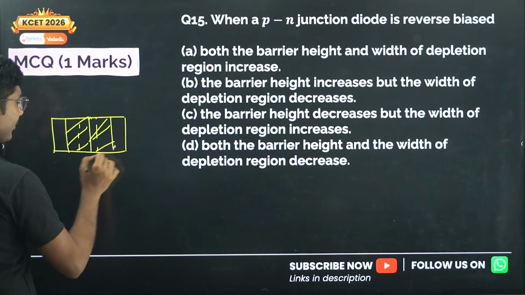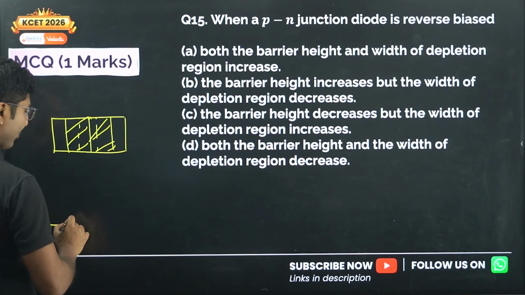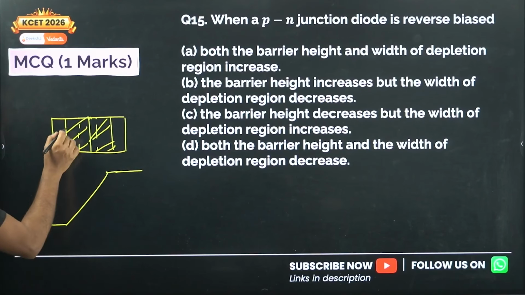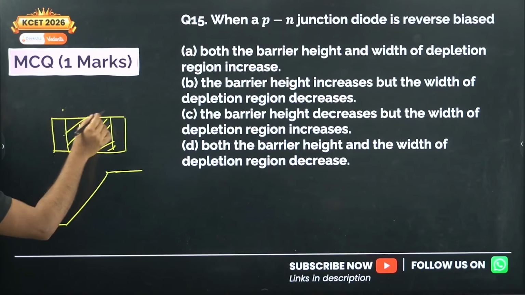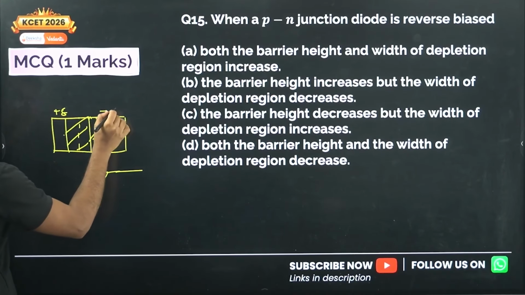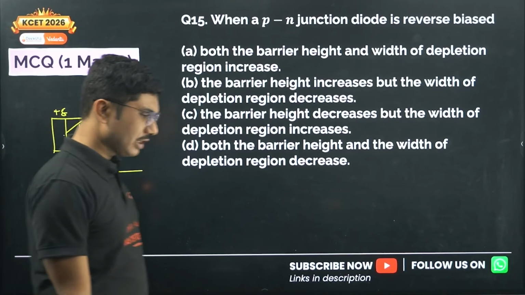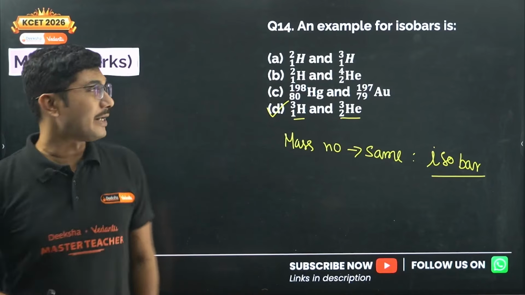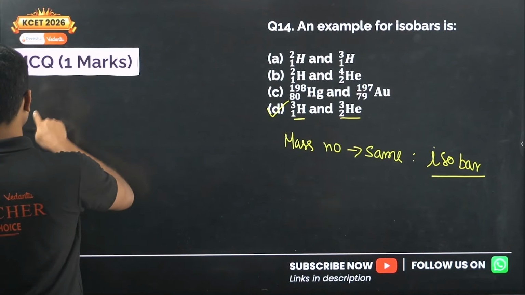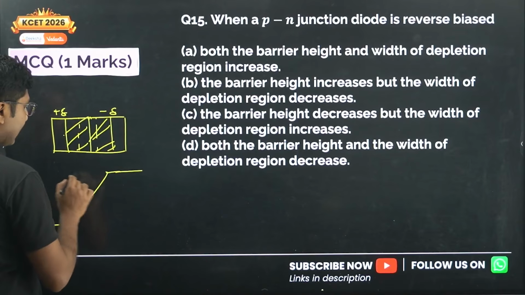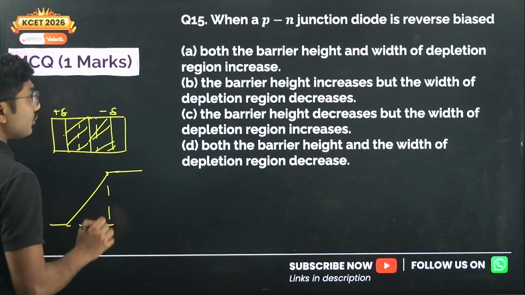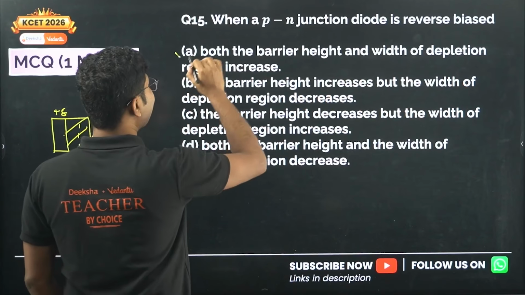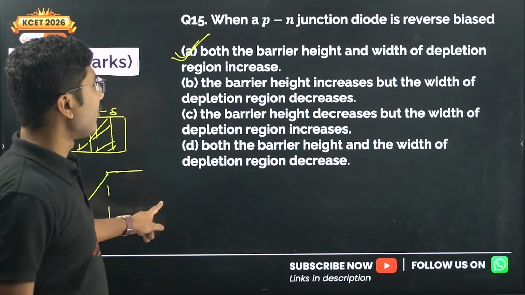Now as the depletion region increases, the barrier potential that is there will also increase. Barrier potential is the difference in potential between this end and this end. So this is, say, delta plus, this is delta minus. So what is the difference in potential? That is called barrier potential. So as the barrier height increases, the barrier potential also increases. So we say that both barrier height and width of the depletion region increase. So correct answer is option A for this question.